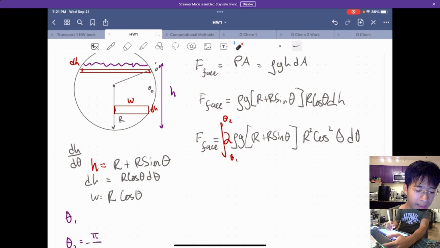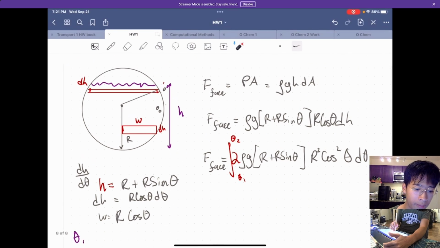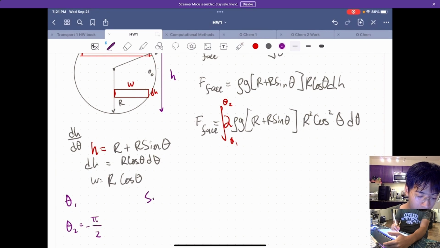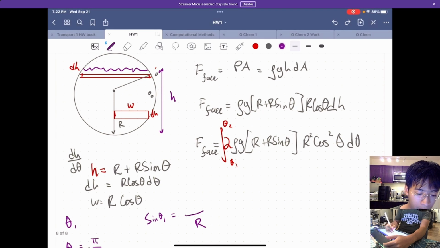So for the initial height of the surface of the fluid, what do we have? It's going to be this leg. We're going to use the property of sine, SOHCAHTOA, right? So sine theta 1 is equal to opposite over hypotenuse. Well, the hypotenuse is r, the radius. But what about this? What is that? Well, that is actually h minus r, the height minus the radius.